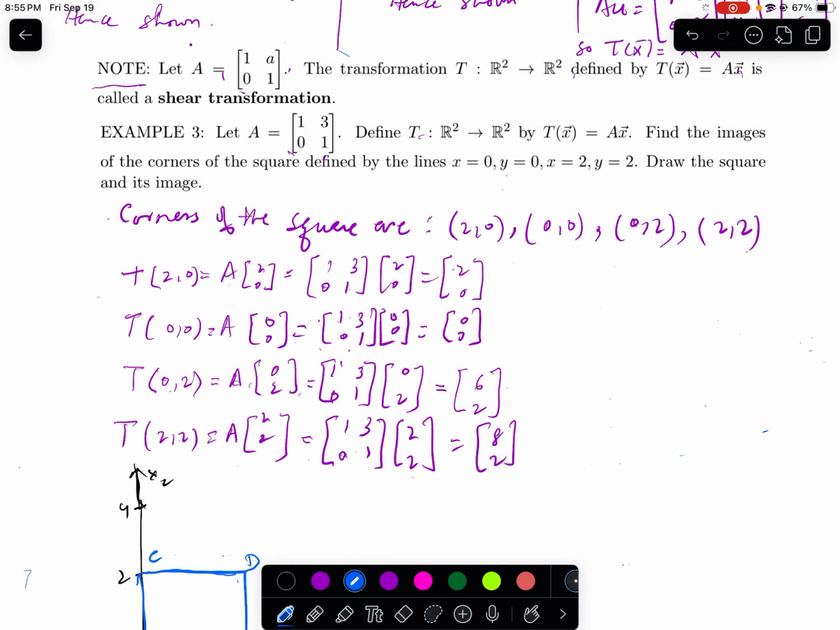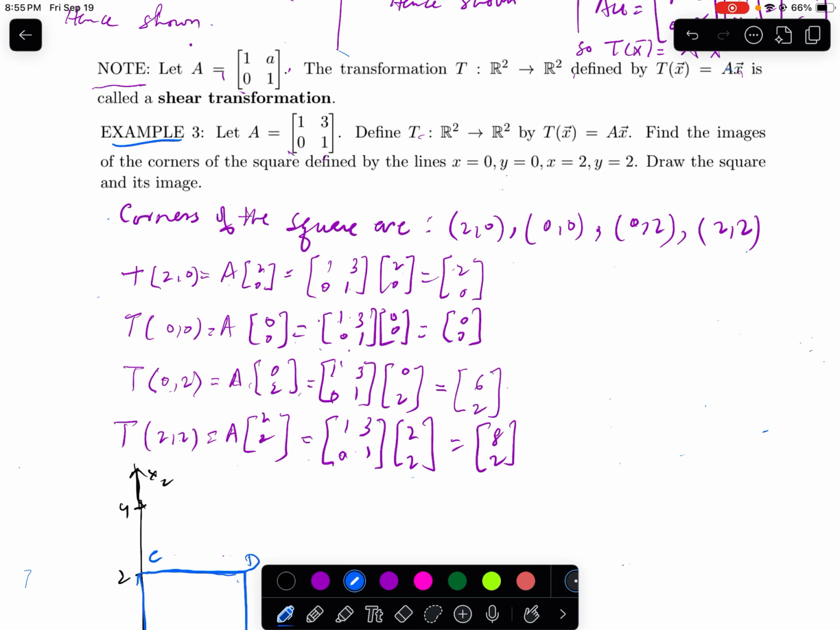Continuing with section 1.8, we are now looking at example 3, but before that there is a note that if you have a 2 by 2 matrix which has entries 1, A, 0, 1, where A is any real number, then the transformation T of x equals Ax is called a shear transformation. So A is any real number.